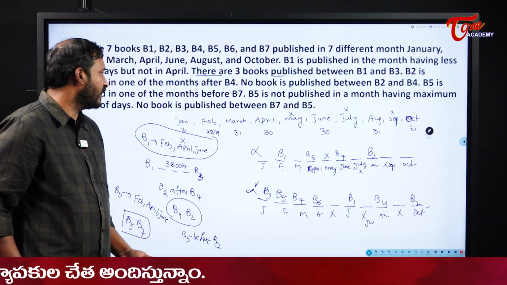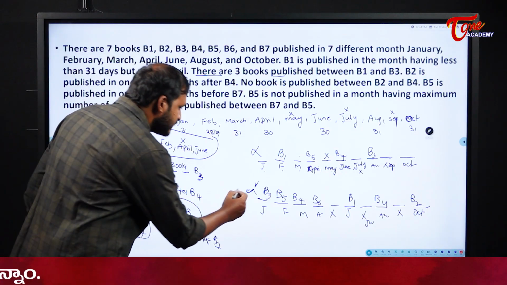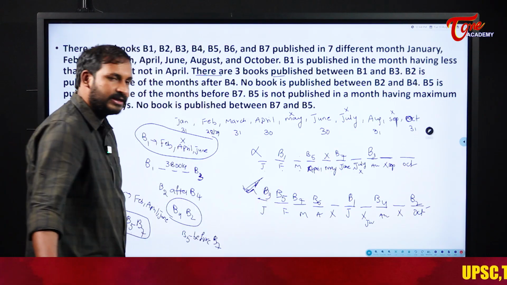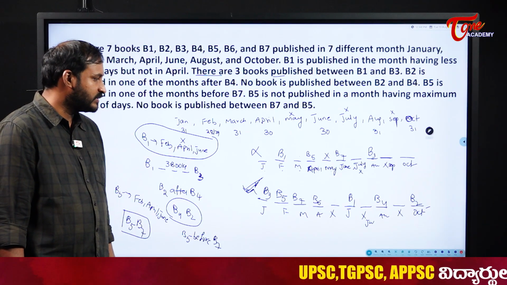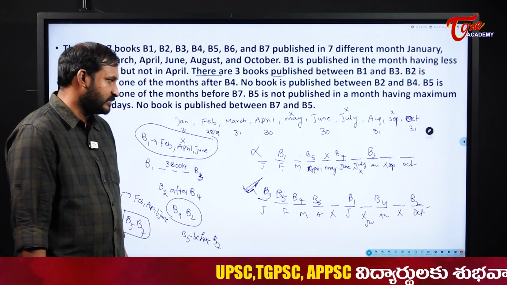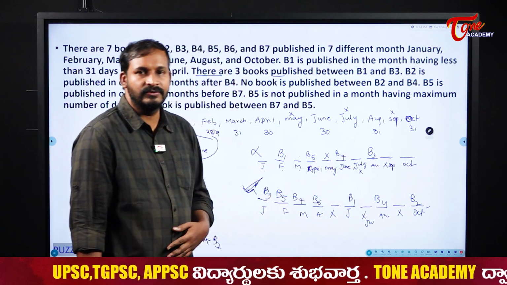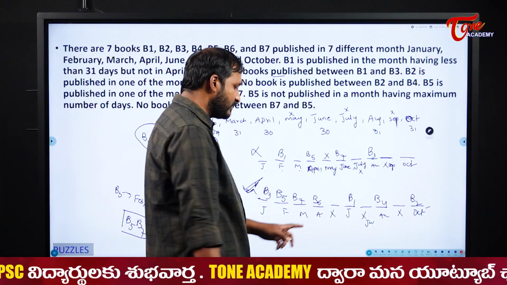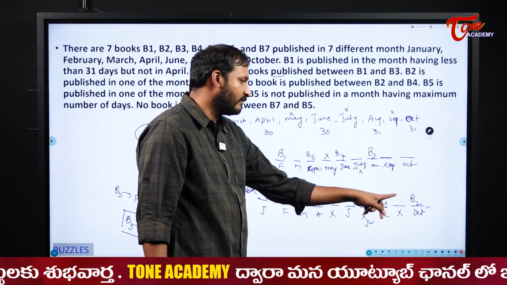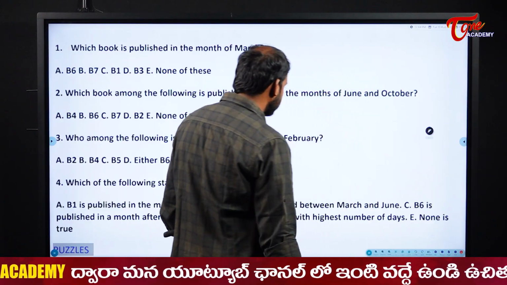So this is the final one. This is the final arrangement for me. This is the perfect arrangement for me here. Then only it is possible, else it is not at all possible. This one became wrong. Why? Because I cannot place B4 and B2 there. So this is the final arrangement: B3, B5, B7, B6, empty space, B1, B4 and B2. Now we will see the questions based on this.